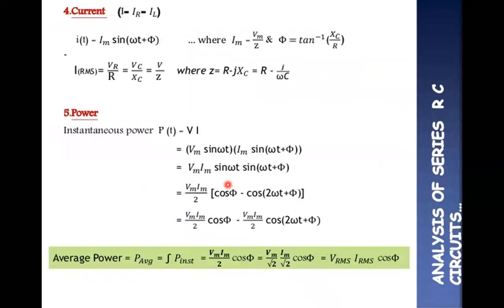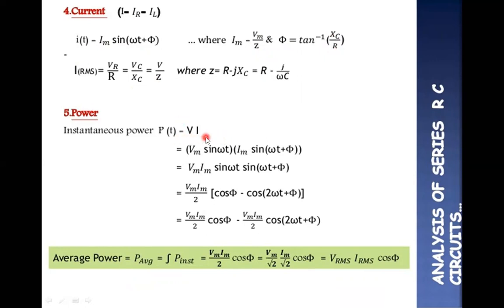Similarly, the current we can find out. Current is equal to voltage V max by Z, and because this is the main equation, I is equal to Im sin(omega t plus phi), where Im is equal to V max by Z and phi is equal to tan inverse of XC by R.